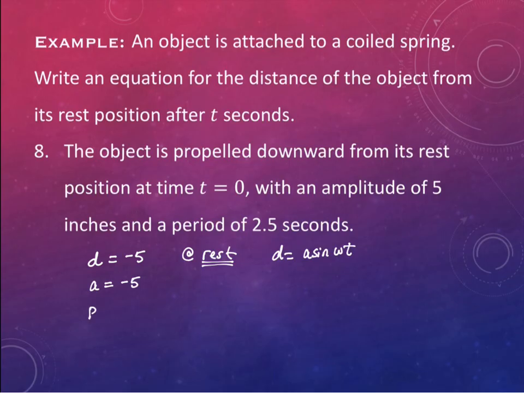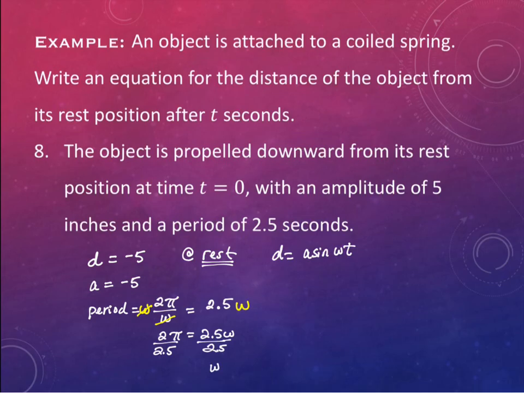And then how do I find my period? What is the period normally for a sine graph? It's normally 2 pi. So I want my period to be 2 pi divided by the omega that's there, and it tells me the period is what? 2.5 seconds, yeah. So we're going to solve this. Multiply by omega. So I have 2 pi equals 2.5 omega, and then I'll divide by the 2.5.